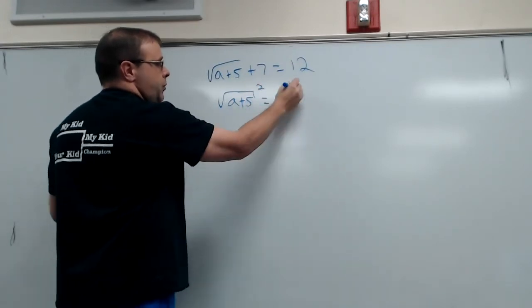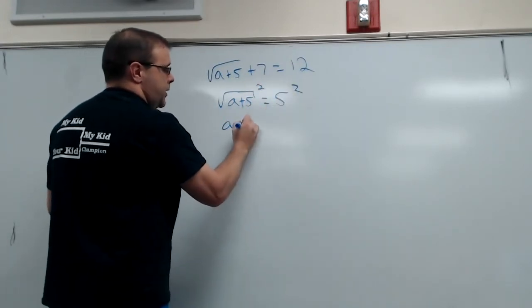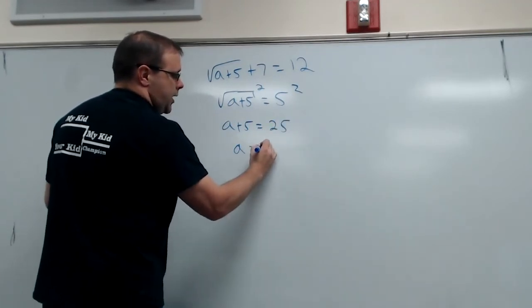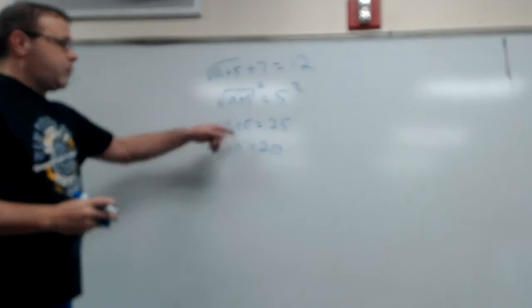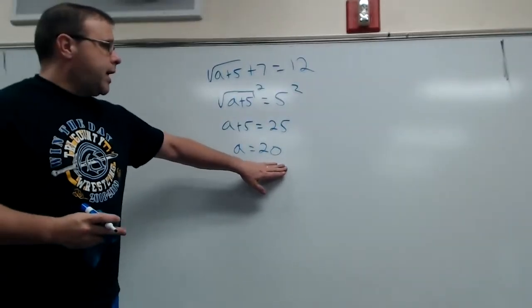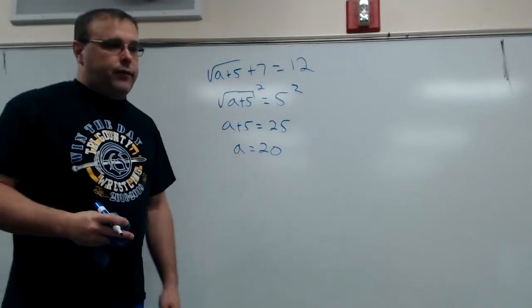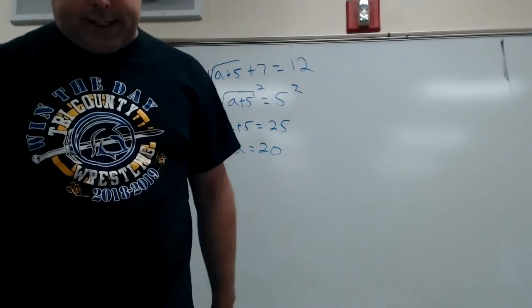Then we're going to square both sides. So a plus 5 equals 25. A equals 20 after we subtract the 5 over. So that's what a equals. So that's how we solve it: get the radical, then square it, then solve. So that is example number 2.